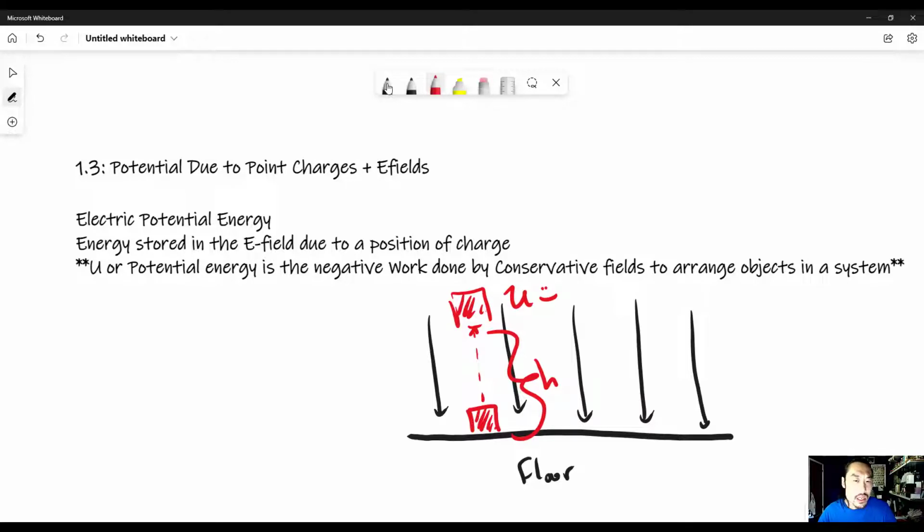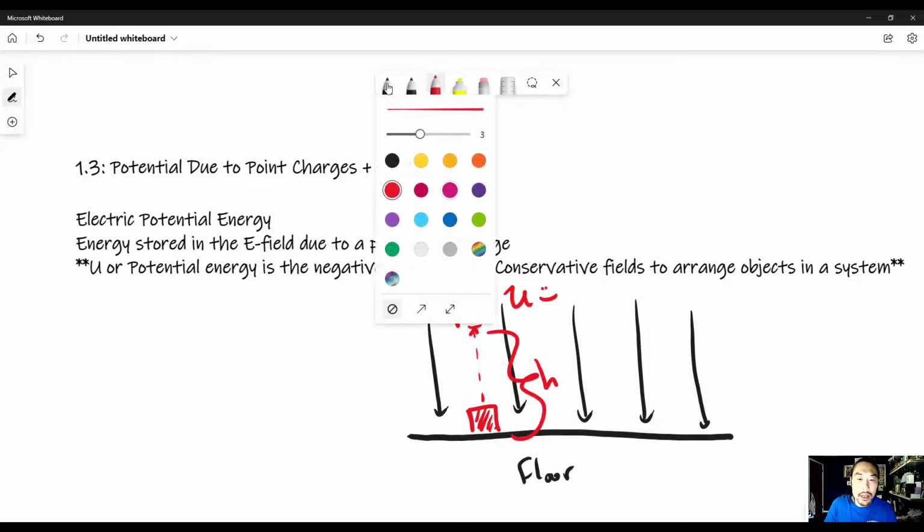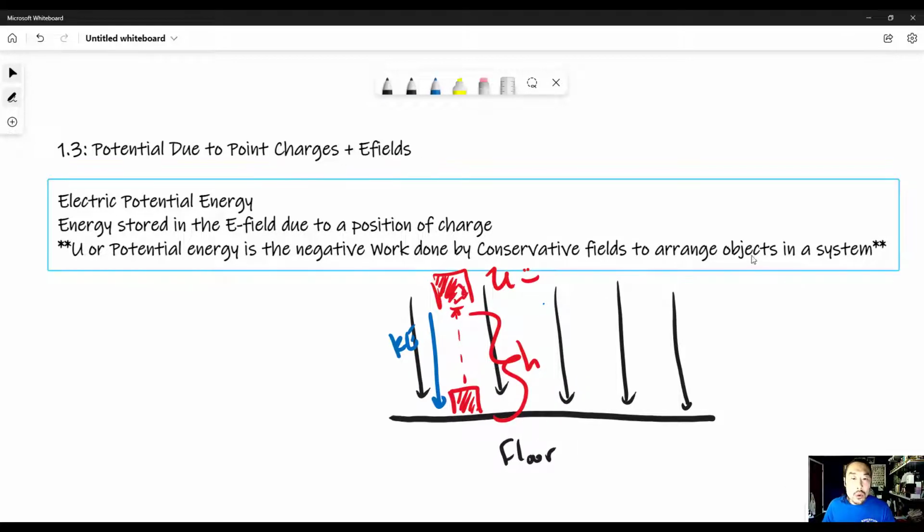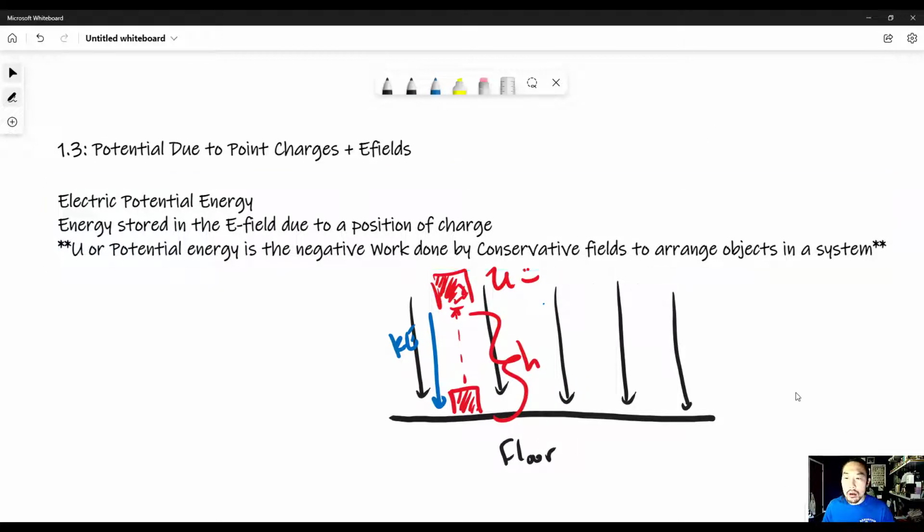And the reason why I say you're storing energy within the field itself is if we go back to this box example, if we put the box up here within the gravitational field, as soon as we let go, the energy that is stored within the field would go from potential to kinetic energy. What I mean by that is the object will fall down, and it'll now have kinetic energy as it falls. The potential turns into kinetic. All right? Okay, so with that out of the way, let's go over a couple of formulas.